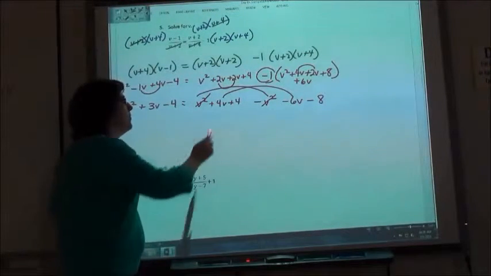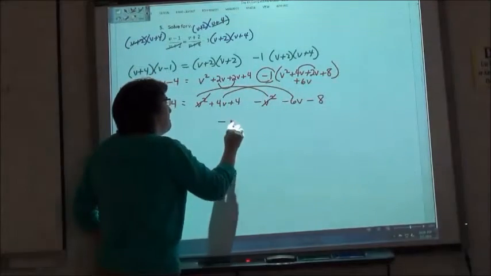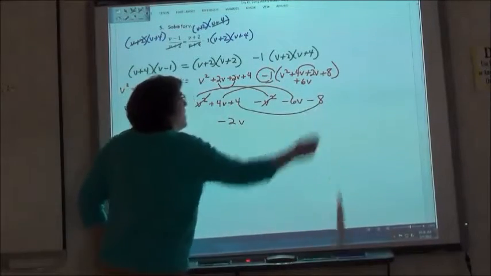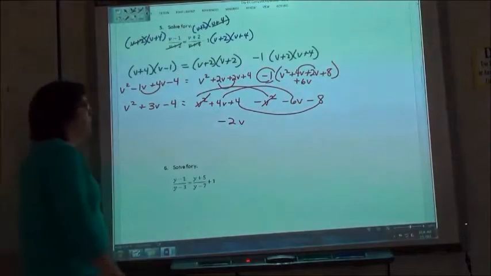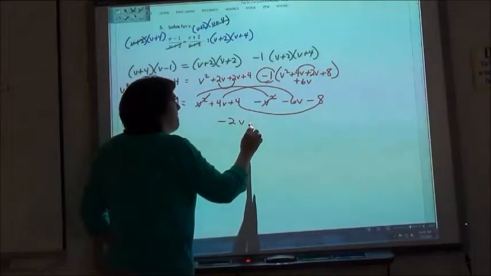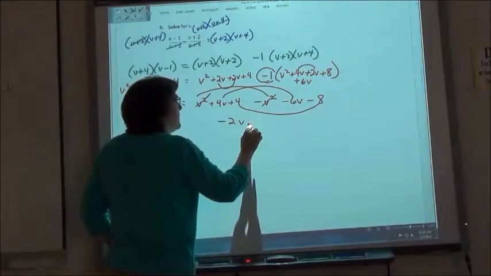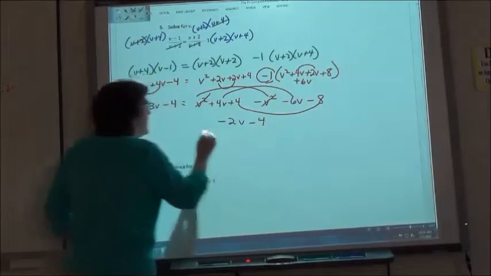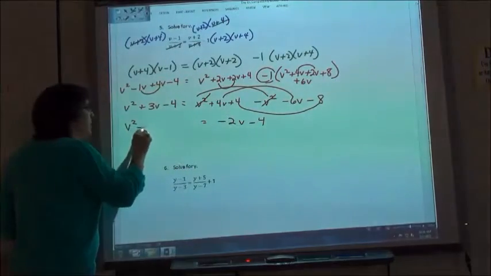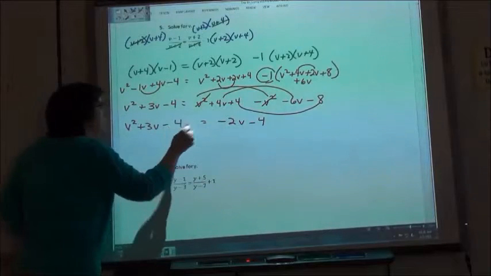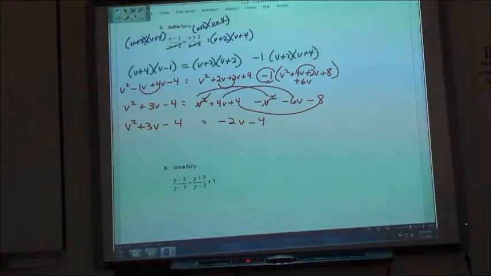4v plus minus, that's going to be minus 2v. And then we're going to do 4 minus 8. 4 minus 8 is minus 4. So we have v squared plus 3v minus 4 equals negative 2v minus 4.